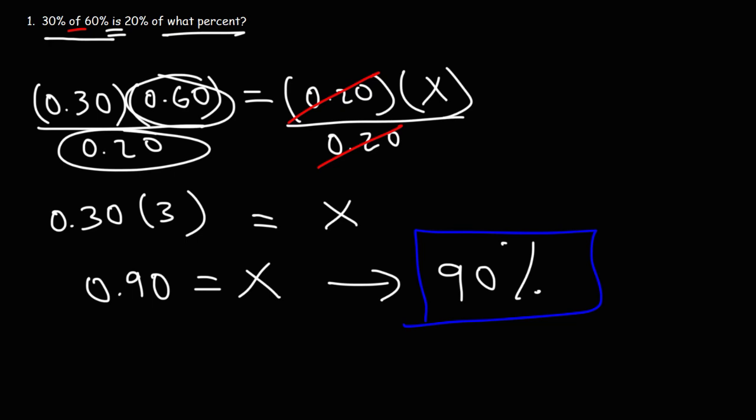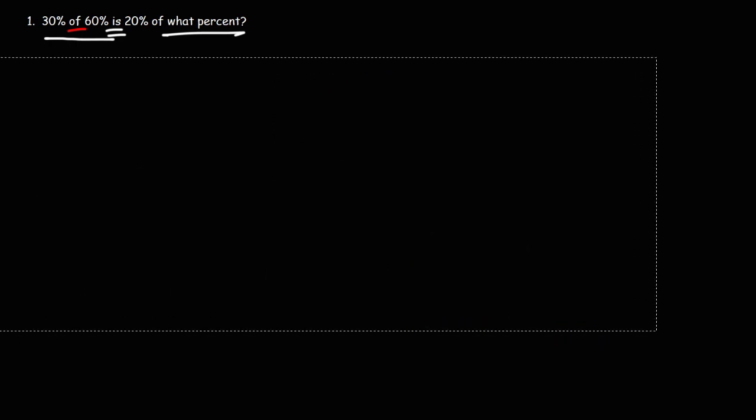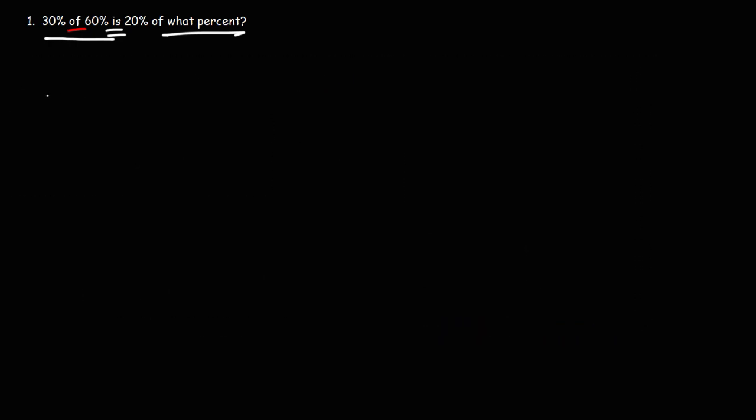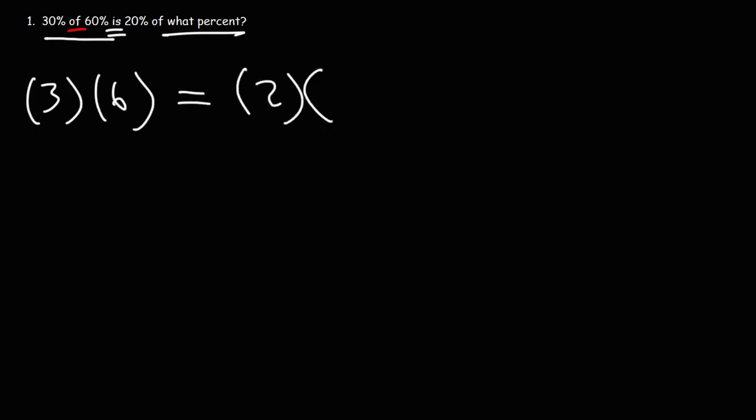Now you might be wondering, is there an easier or shorter way to solve a problem like this in your head, mentally, without the use of a calculator? It turns out that there is. Here's what you can do. Replace 30% with 3 and 60% with 6. And then is, or equal, to 20%, replace that with 2. And then the missing number, let's put a question mark. So 3 times 6 is equal to 2 times what number?